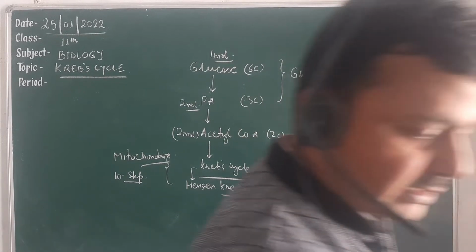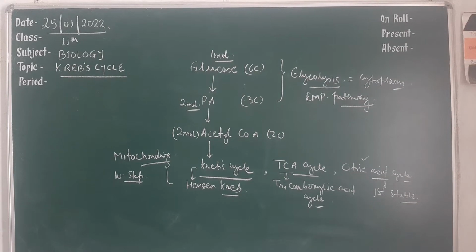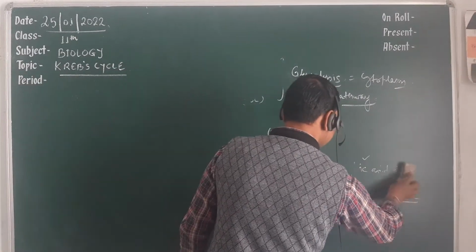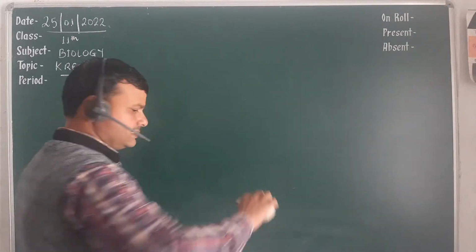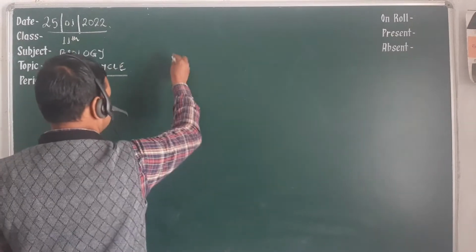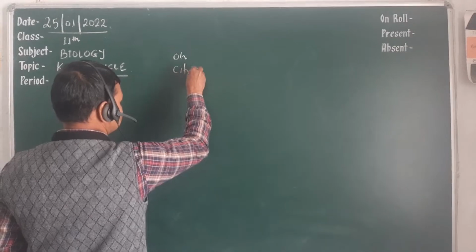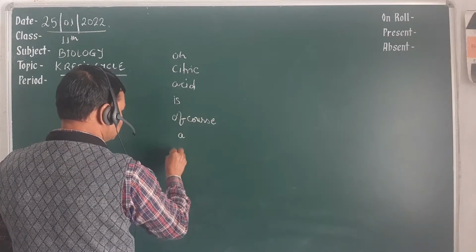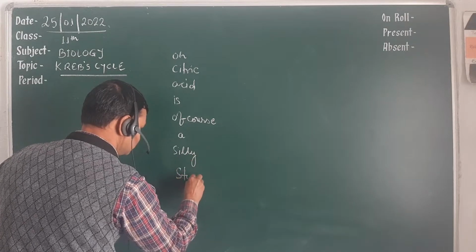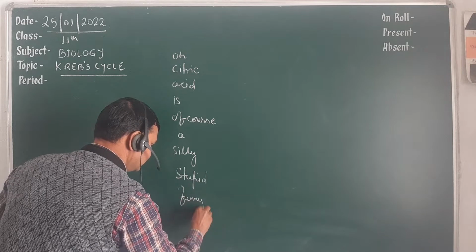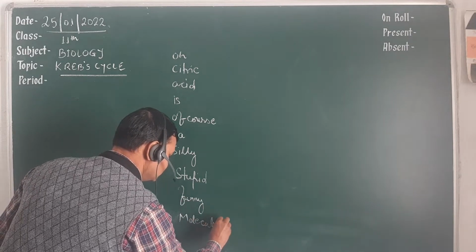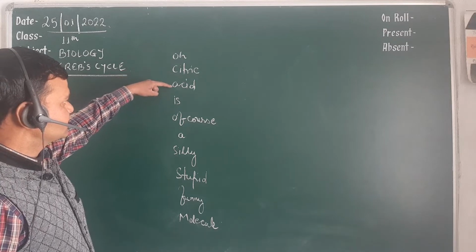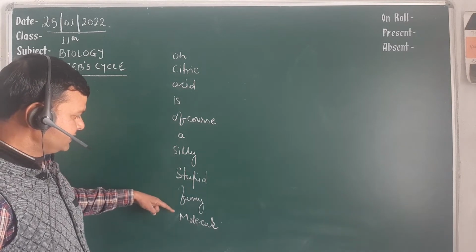So to help you, I have designed a shortcut mnemonic which goes like this. To remember the steps of Krebs cycle, a 10 step process, the mnemonic is: O, citric acid is of course a silly, stupid, funny molecule. This is a sentence which we have designed, and the sentence goes like this: O, citric acid is, of course, a silly, stupid, funny molecule.